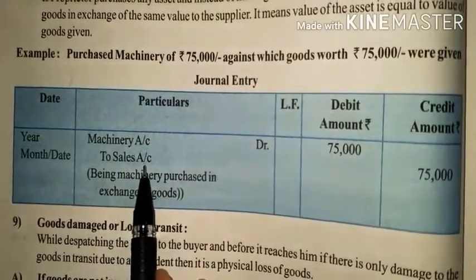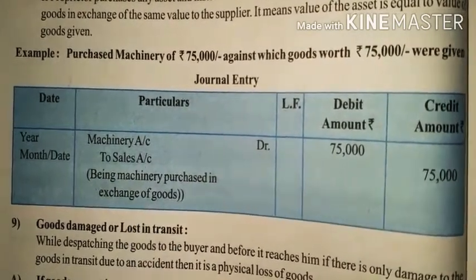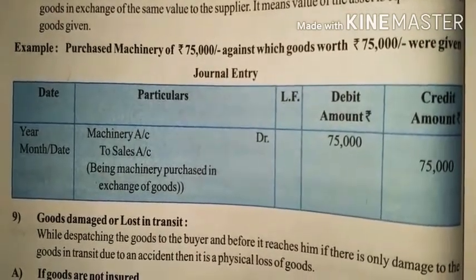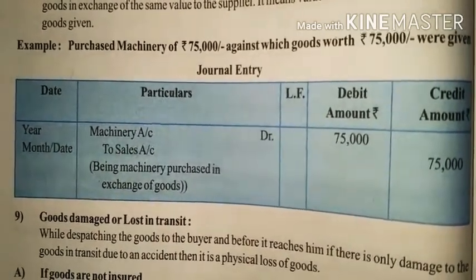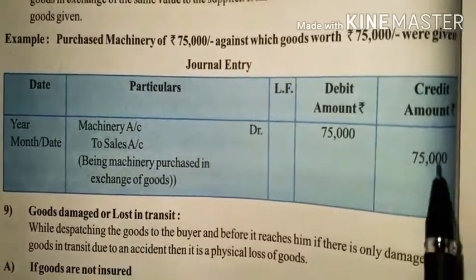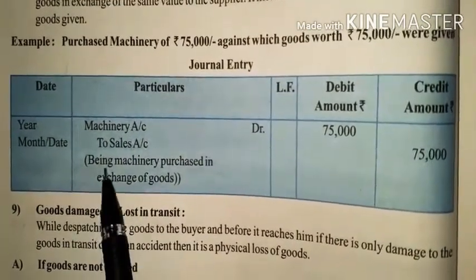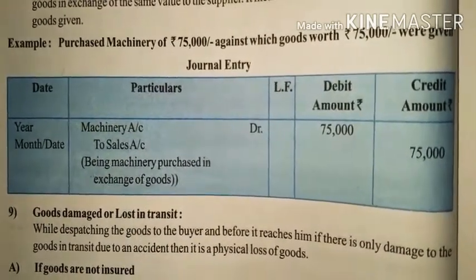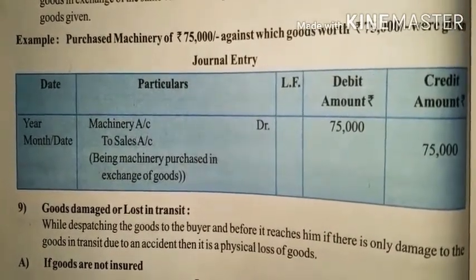And another account is sales account. Why sales account? As sales is being made, but what you have received is goods in exchange rather than the cash payment or credit basis. That is why to sales account 75,000. In brackets you have to write the narration. Being machinery purchased in exchange of goods. Very simple. You have purchased machinery and in exchange you have given goods worth rupees 75,000 to the supplier.